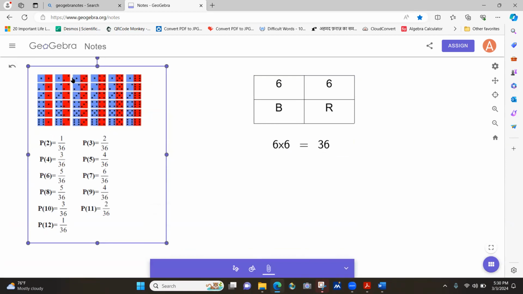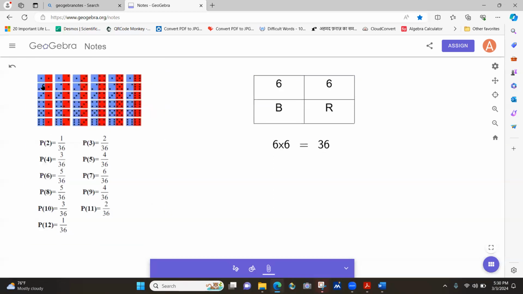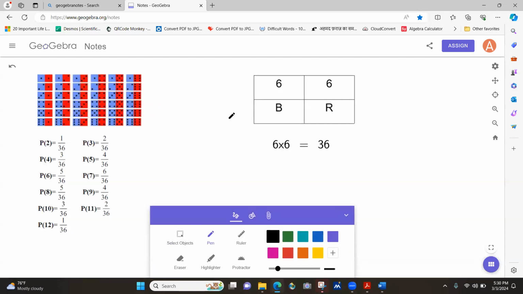1, 2, 3, 4, 5, 6. Each pair is an outcome. 1, 2, 3, 4, 5, 6. If you multiply 6 by 6, you get 36. Now, the question will say, how many ways can you get a sum of 1?